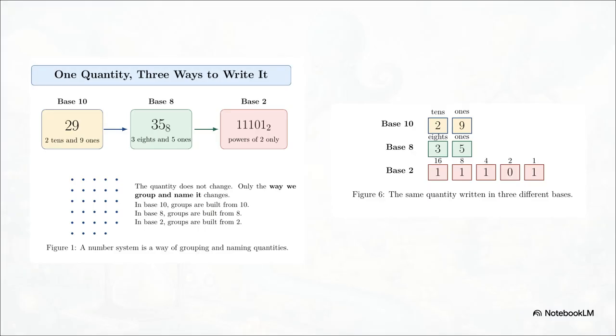Let's make this real with the number 29. In our base 10 world, that's easy. 2 groups of 10 with 9 ones left over. Simple.